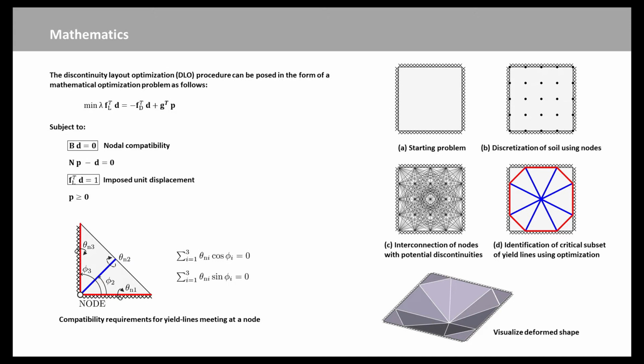Now, the yield-line method subsequently proved difficult to computerize. However, we can use a method called Discontinuity Layout Optimization, or DLO for short, to automate finding the critical yield-line pattern.